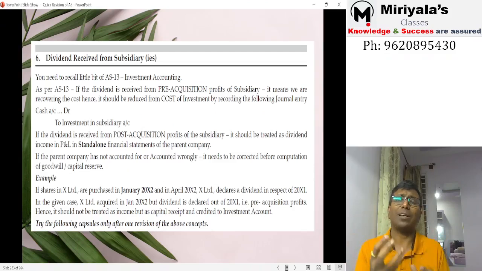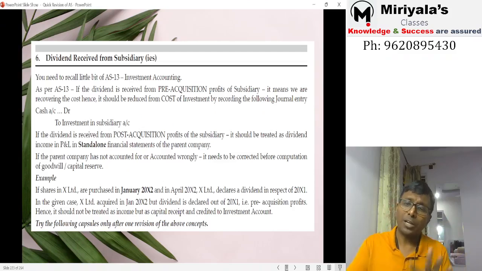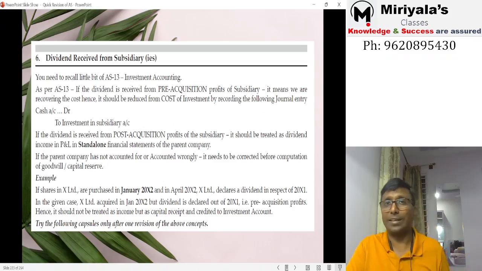Same thing. Now, whenever you read a question where dividend income is received from the subsidiary company, correct accounting should be taken care of in the holding company's financial statements. It may be adjusted with the investment account or it may be transferred to P&L. That should be taken care of.